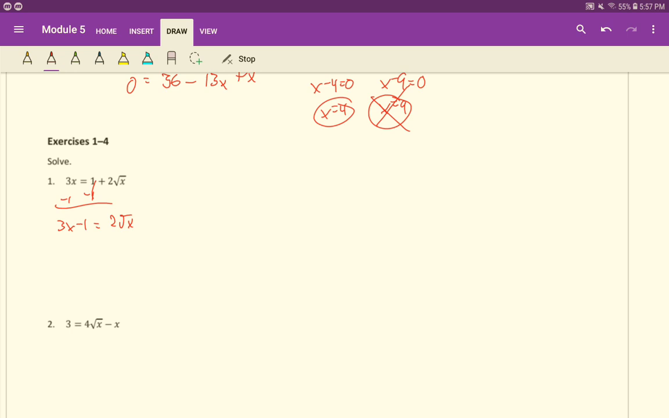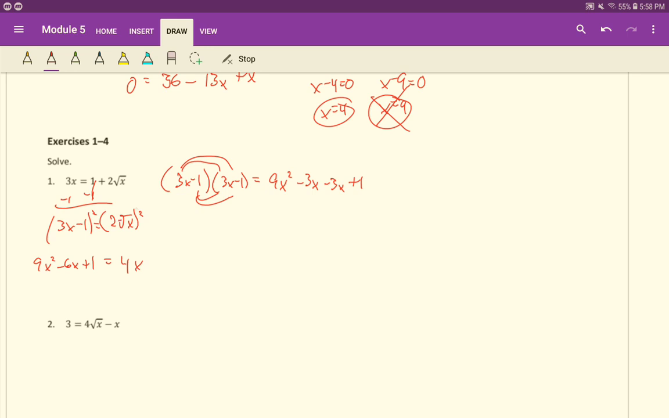Now at this point, you could divide both sides by 2 if you wanted to, okay? This won't simplify nicely, right? 3 does not divide by 2 evenly. 1 does not divide by 2 evenly. So instead what we could do is actually just square both sides right off the bat. And this will work nicely. So we'll have, again, let's figure out what that 3x minus 1 is going to become. So 3x minus 1 times 3x minus 1 will give us 9x squared minus 3x minus a 3x plus 1. Okay, so that'll give us 9x squared minus 6x plus 1 equals 4x.